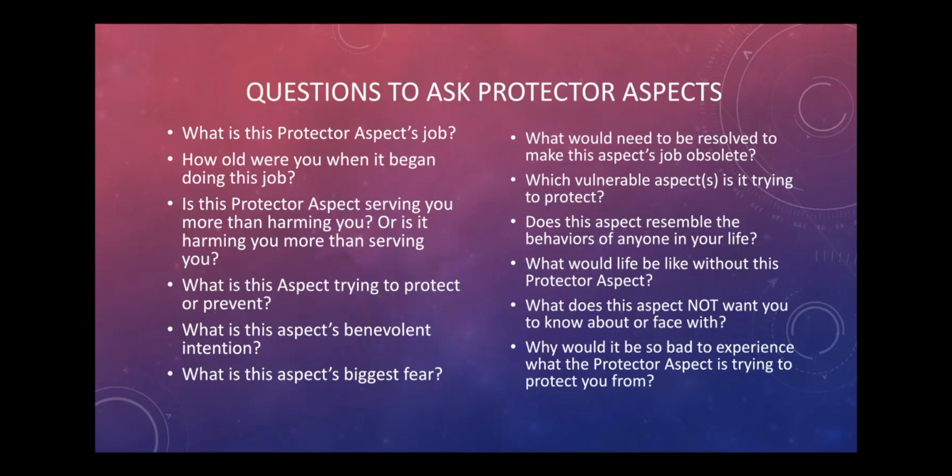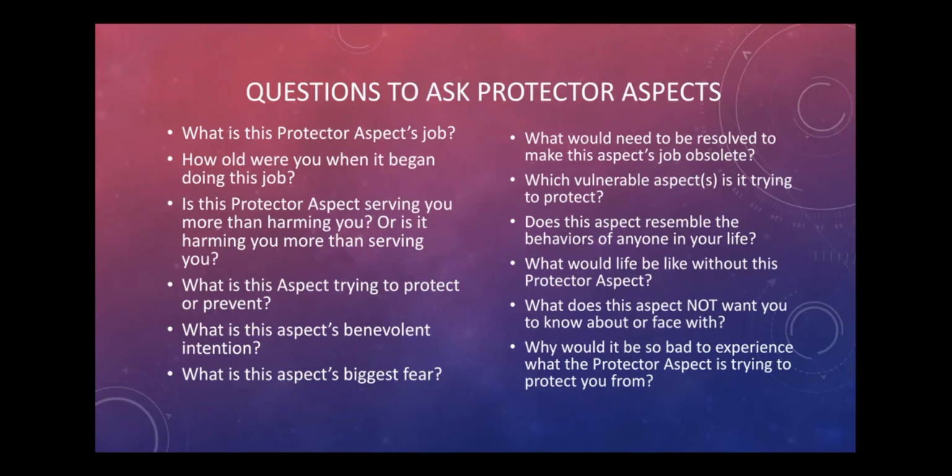Which vulnerable aspect is it trying to protect? For me, this protector aspect is trying to protect the part of me that feels shame and that feels rejected. So ultimately, we look at the vulnerable aspect as being the shame aspect or the rejected aspect. Does this aspect resemble behaviors of anyone in your life? If I look at my life, my dad is kind of a people pleaser type too. I really looked up to my dad, and I probably just took that right out of his playbook. When it comes to your vulnerable aspects and your protector aspects, you can look and see if there's anybody in your life that it seems to resemble, that you're taking the script from.